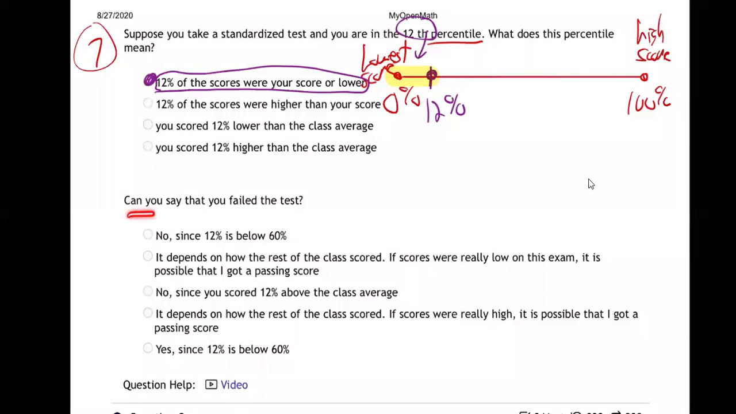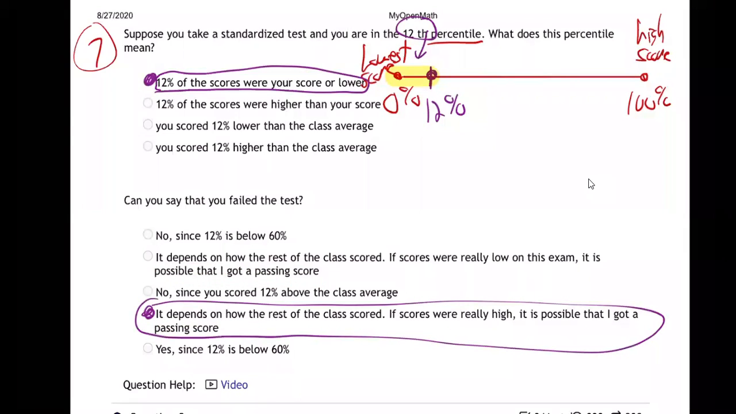Let's try the next one. Can you say that you failed the test? So if you got at the 12th percentile, does that mean you failed the test? Well, this is actually a tricky question. It's not that kind of no. It depends on how the rest of the class scored. If the scores were really low in the exam, it is possible that I got a passing score. No, that's not true. If the scores were really high, then it's possible. Yes, this is the right answer right here.